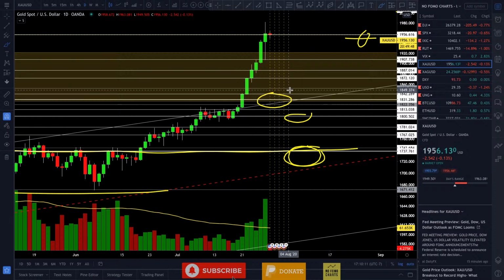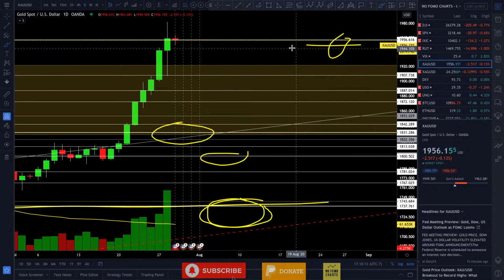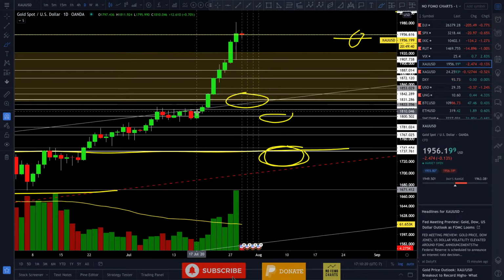Huge indecision candle, right? But what's the psychology? We're still stuck at 1950. And I believe it's because we have an overextended rally, and then what's happening in the next 2 days? FOMC meeting and big tech name stock earnings. So because of that, I think people are just waiting to see what's going to happen. What's the news? Then they're going to react to it.